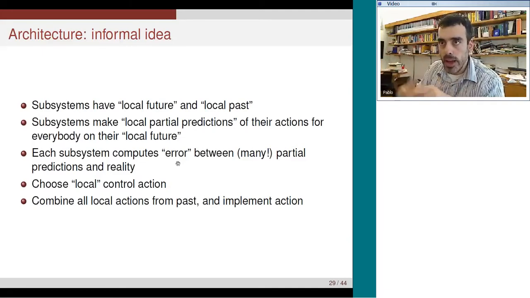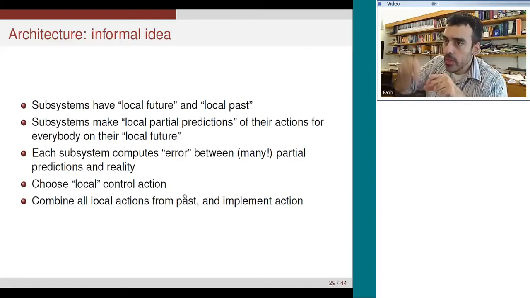So what I have to do now is to take into account all these predictions that people told me. I have to form some kind of linear combination between those, and compare those to what I can actually see in my subsystem, what my state is. Based on that comparison, I'm going to pick some kind of local control action. But then again, I cannot quite implement that local control action because I don't have a full view of what's happening. So I have to integrate these local control actions with the control actions of everybody else in order to decide what I'm actually going to implement.